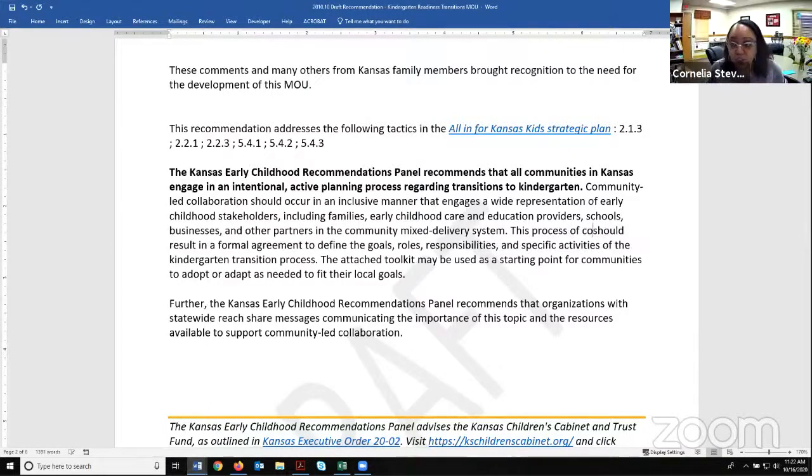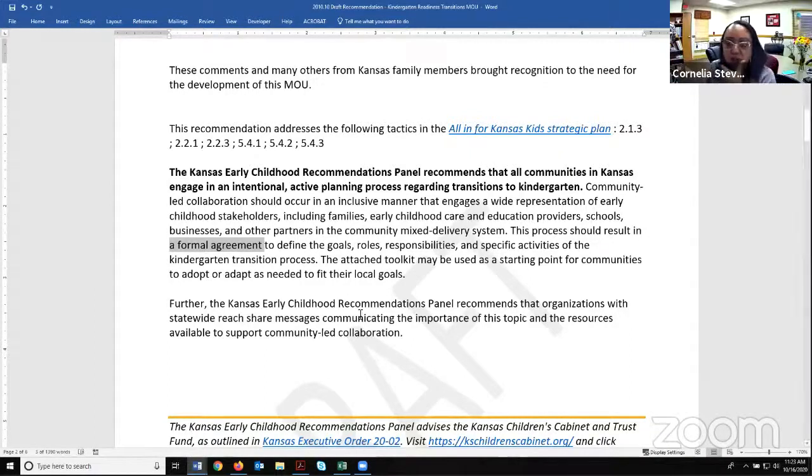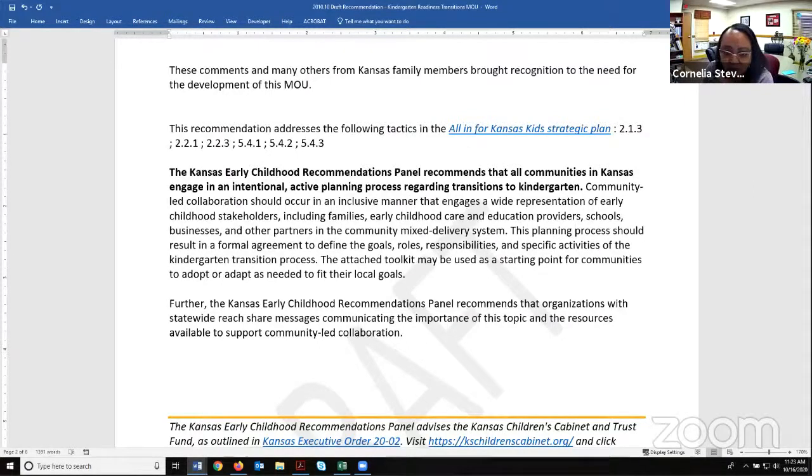Or is it the MOU? This is Cornelia, sorry. Is it the MOU should result in a formal agreement that defines the goals, responsibilities, and specific activities of the kindergarten transition process? This is Peggy. Well, the MOU is the formal agreement. So what we're trying to say is it should result in an MOU. Right. Yeah. So the planning process is what should result in the formal agreement. That gets it. Thank you.